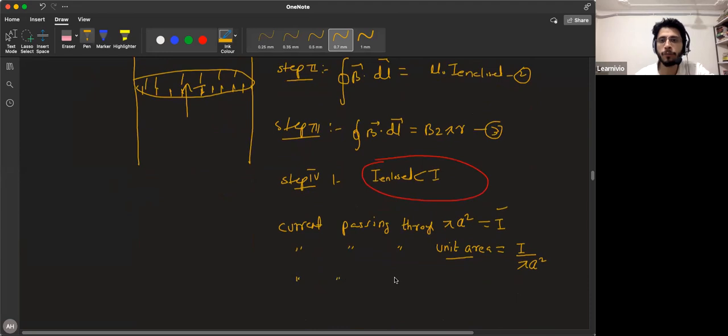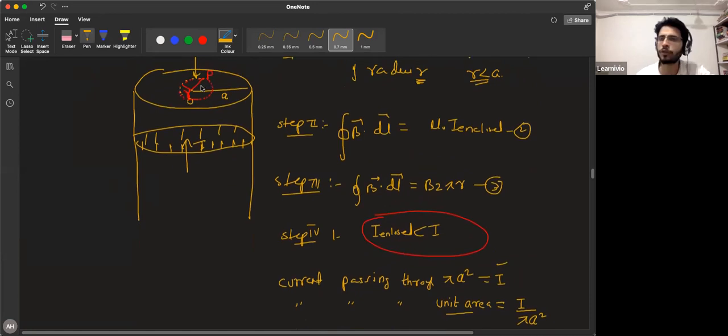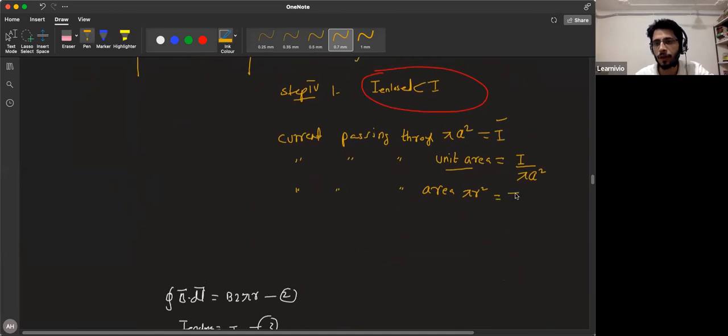So you need current passing through area pi r square. We need current through the Amperian loop. Now the radius of the Amperian loop is r, area is pi r square. So we need a current through pi r square. What will you do to calculate current through this pi r square? We'll multiply it with pi r square. Pi cancelled. So I get I enclosed is equal to I into r square by a square.